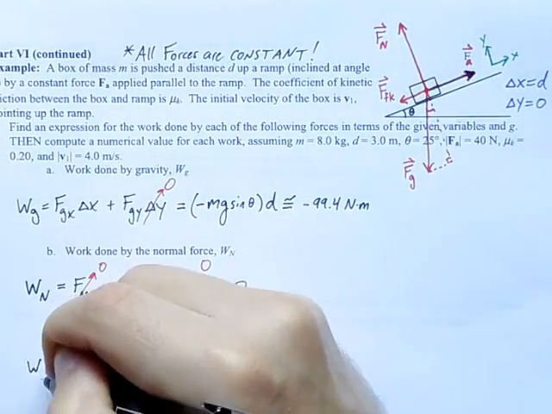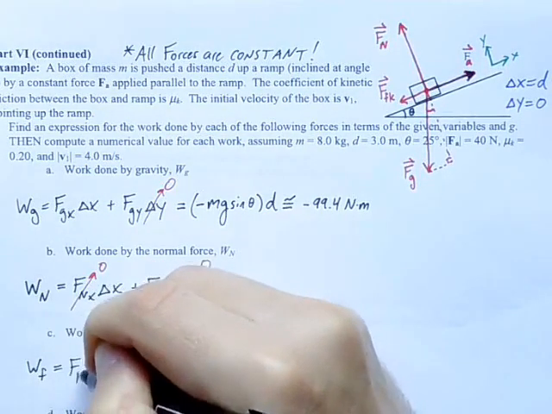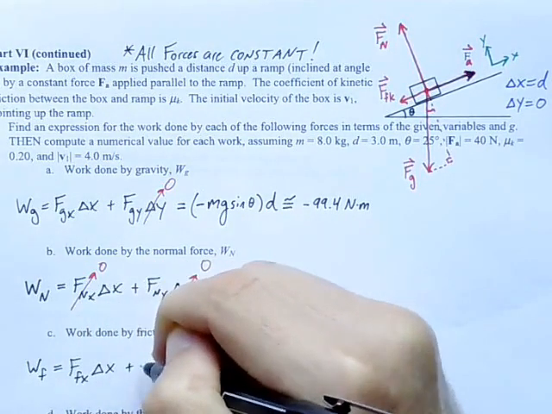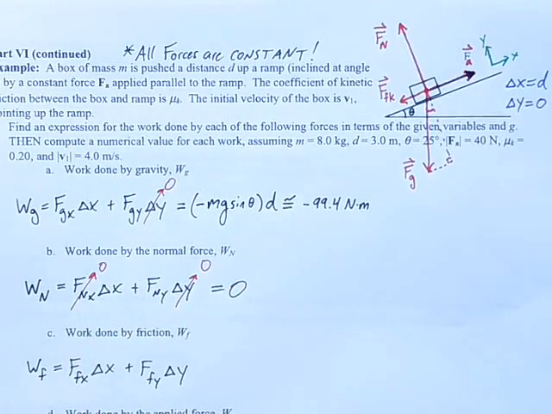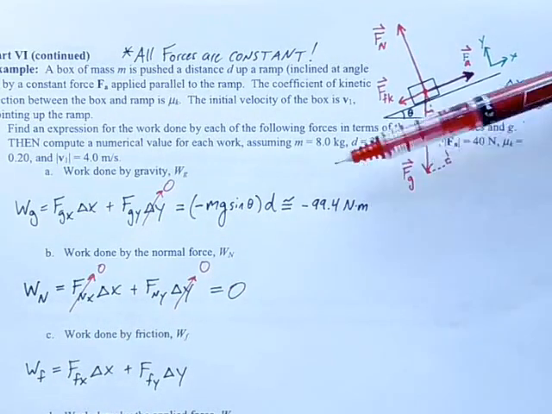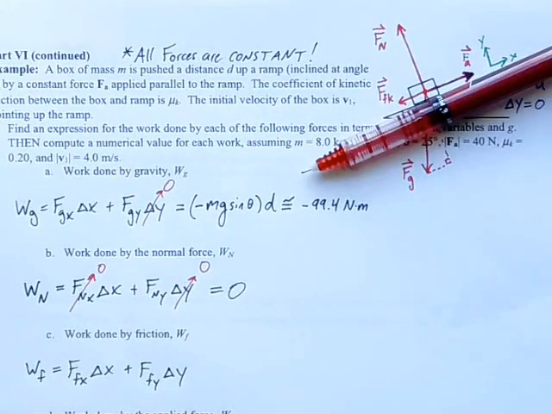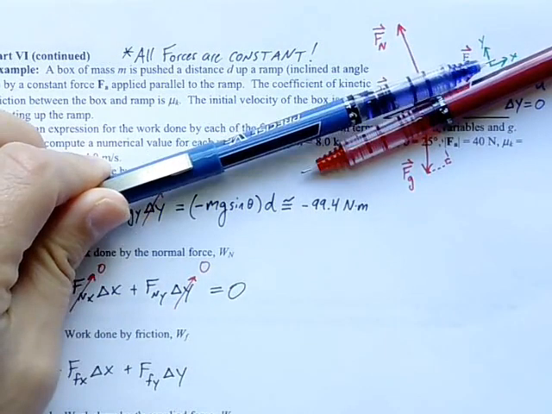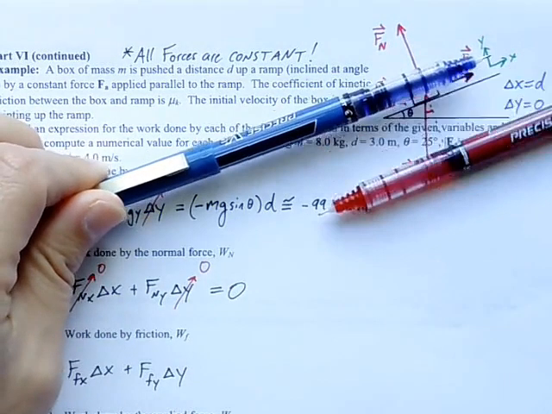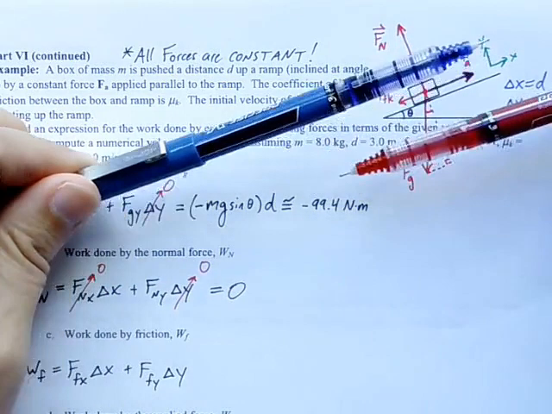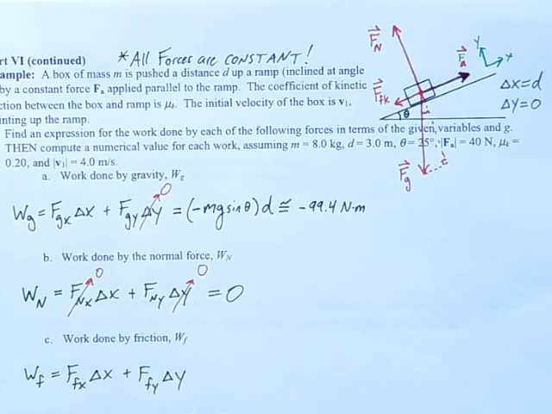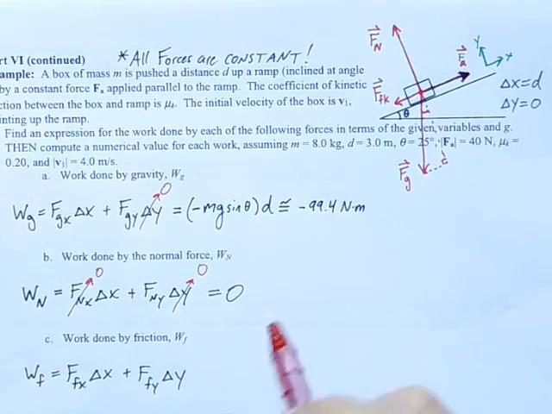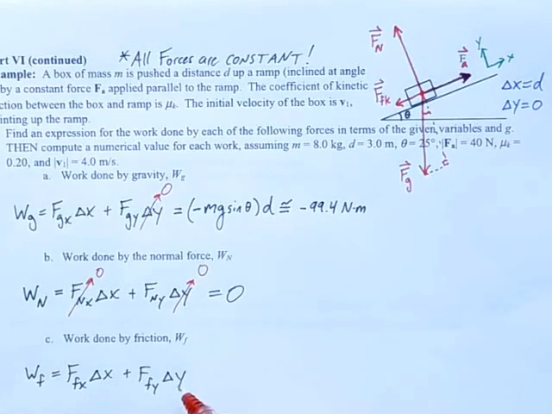Work done by friction: Ffx delta x plus Ffy delta y. Okay, let's predict. The force of friction points down the ramp. Our displacement points up the ramp. They're 180 degrees apart. That'll definitely be negative work done by the force of friction. It is opposing the displacement. So this should be negative work done by friction here. Let's see in detail how that works out. Delta y, as before, is zero.